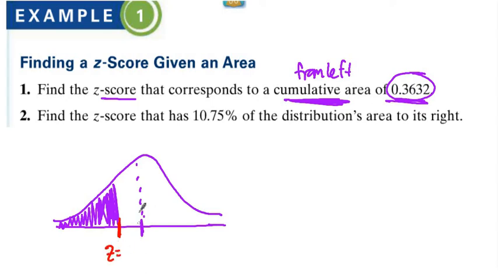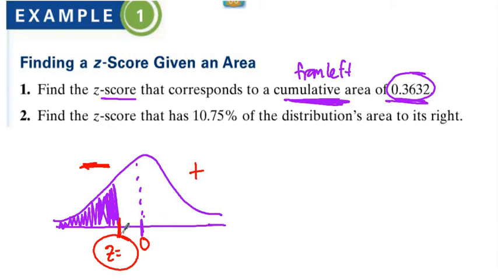Here's the first question I have for you. If we're covering 36%, is that z-score going to be positive or negative? The z-score right in the middle is 0. Over here are negative z-scores, and over here are positive. So if we do this correctly, we should get a negative z-score.